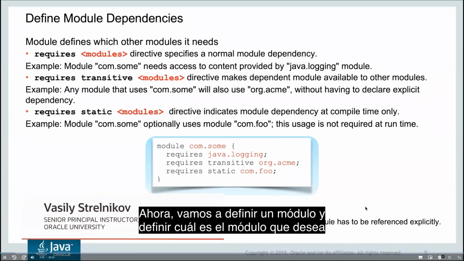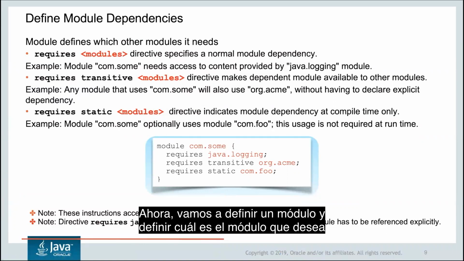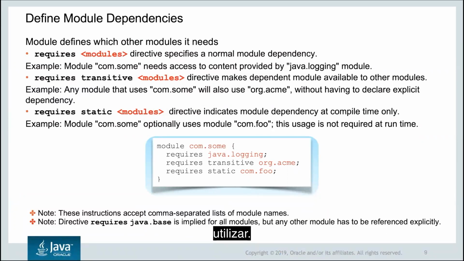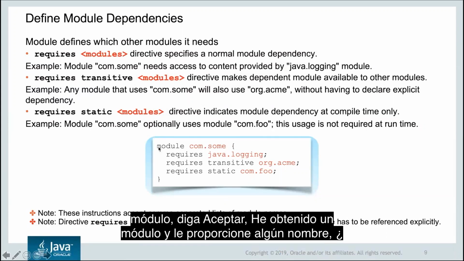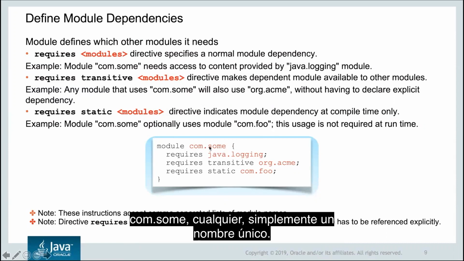Now, let's define a module. And let's define which are the modules your module wants to use, right? So define dependencies. You create a module info file, and in a module info file, you say, okay, I've got a module, and give it some name, right? Some, whatever. Just a unique name, remember. It has to be universally unique.